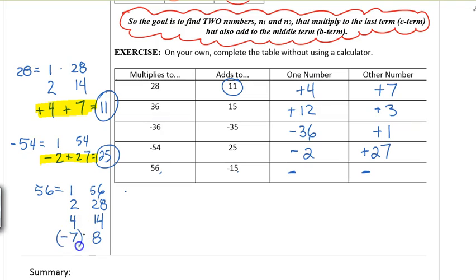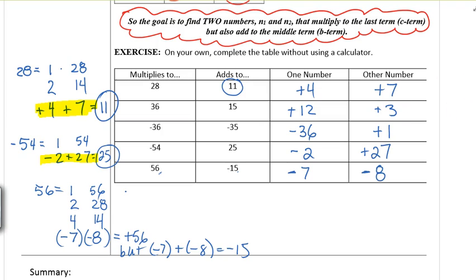Negative 7 times negative 8 is equal to positive 56. But negative 7 plus negative 8 equals negative 15. And that's why those are the two numbers.